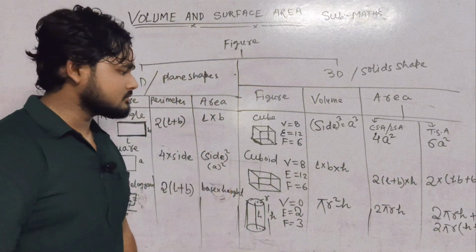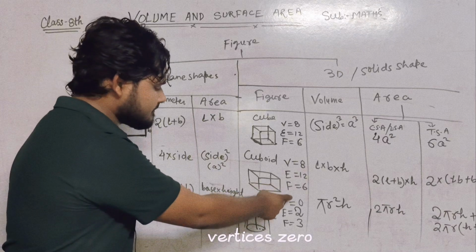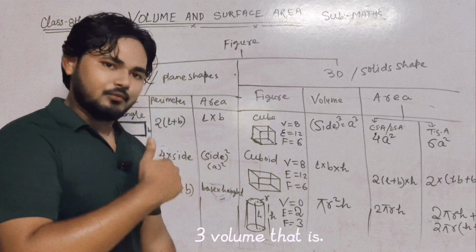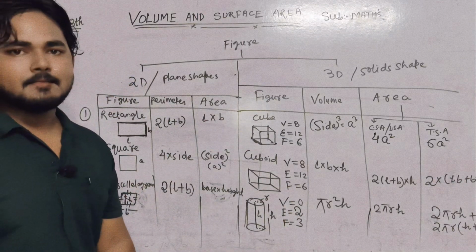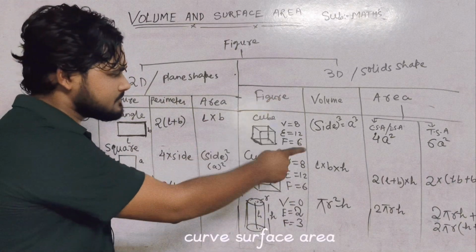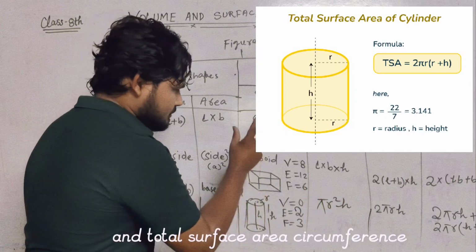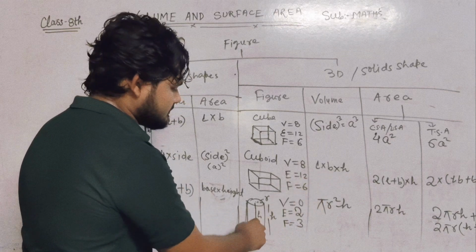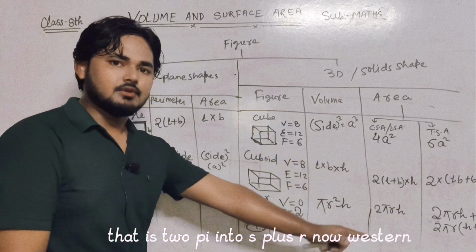Now student, first of all, this is a cylinder: vertices 0, edges 2, faces 3. Volume is pi r square. Curved surface area is circumference of base into height. Total surface area is CSA plus area of top and bottom, that is 2 pi r square. If you take common, that is 2 pi r into (h plus r).